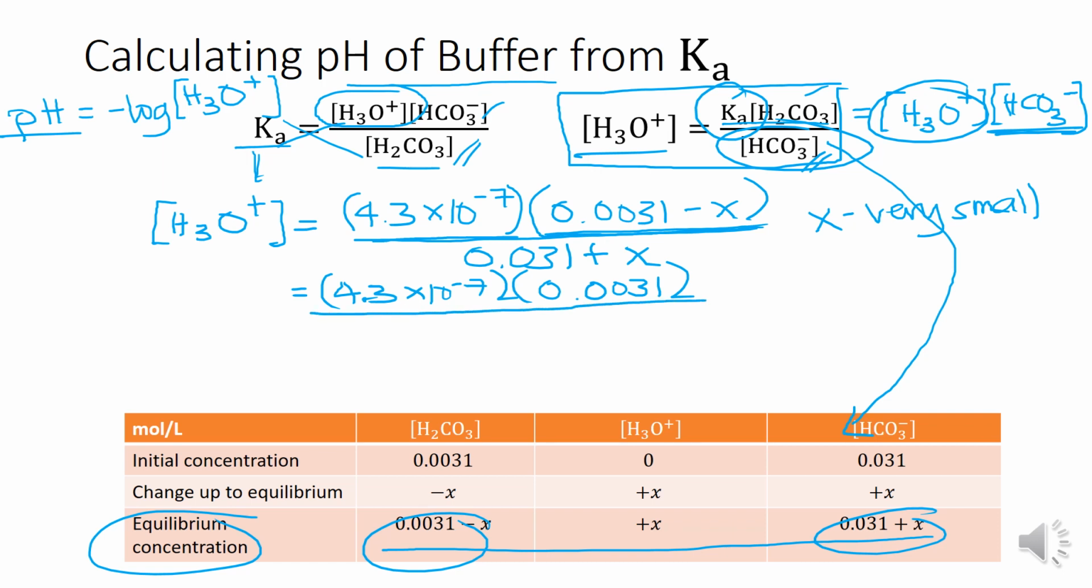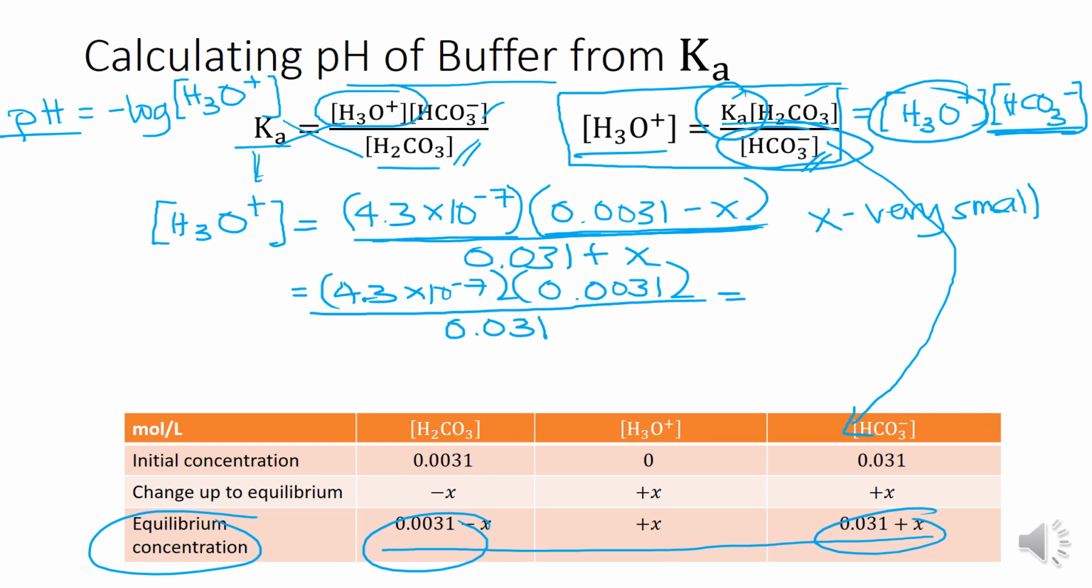We do the same for the denominator. Again, x is almost 0. So it's as if we have 0.031 plus 0, therefore 0.031. Okay, let's calculate this value.